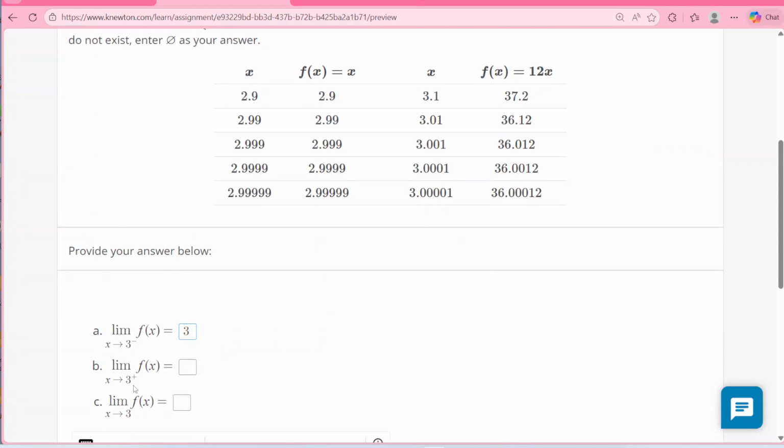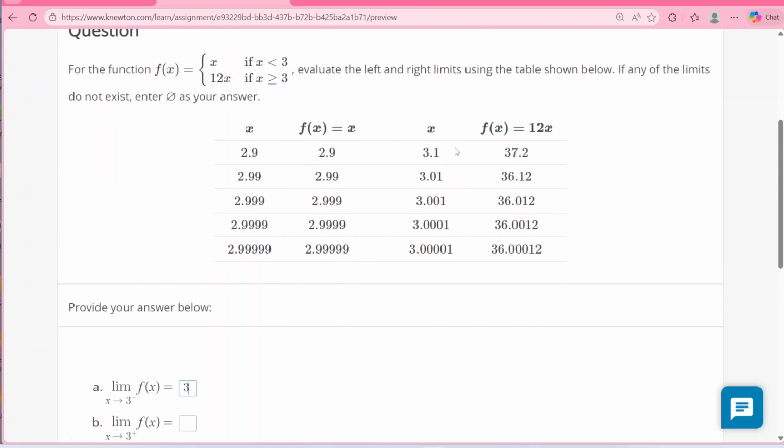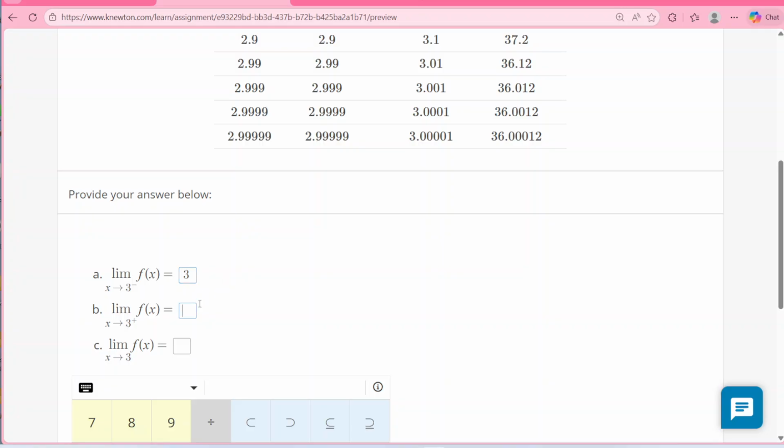Now, as x approaches 3 from the right, that's this part of the table. You're plugging in values greater than 3, but getting closer and closer to 3. So 3.1, 3.01, 3.001, 3.00001. And look at the outputs. Now you're plugging into 12 times x, because again you're plugging in values greater than 3. And there's 37.2, 36.12, 36.012. I'm hoping it's obvious that the output is getting closer to 36. So that's what I'm putting for that.